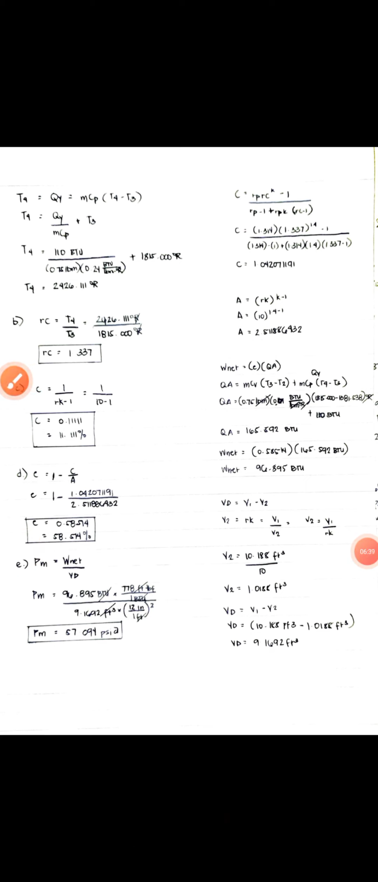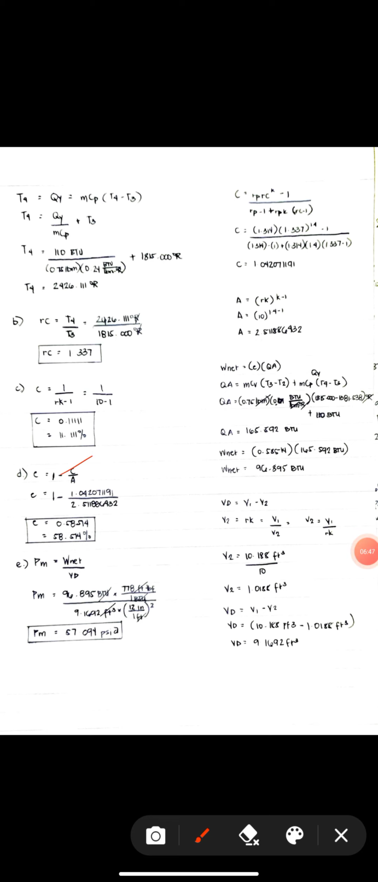So, next naman is for the E. Our formula is E is equals to 1 minus C over A. So, kailangan muna natin makuha yung ating C and makuha yung ating A. So, yung formula for C is equals to sa RP RC raised to K minus 1 over RP minus 1 plus RP K times RC minus 1. So, substitute tayo ng ating mga value na RP equals siya sa 1.314 times RC na 1.337 raised to 1.4 minus 1 over RP na 1.314 minus 1 plus RP na 1.314 times K na 1.4 times RC na 1.337 minus 1. So, yung C natin is equal siya sa 1.04207191.